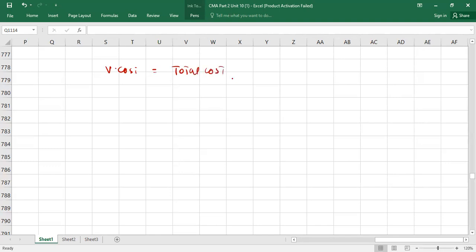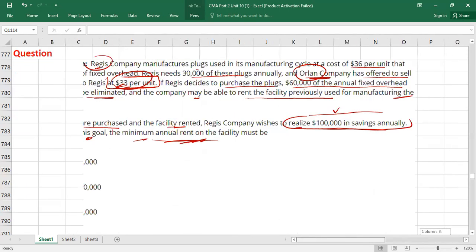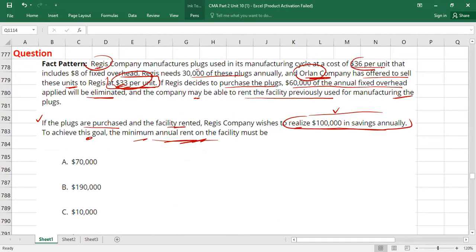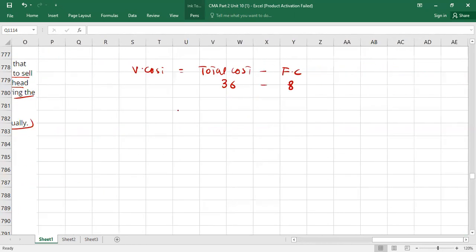total cost of manufacturing. Total cost of manufacturing is given as $36 in the question. Minus, if you deduct the fixed cost, which is $8 as given in the question. So if you take total cost minus fixed cost, this gives you a variable cost of $28. Understood? Whenever you calculate relevant cost, first you take variable cost, then you take fixed cost.